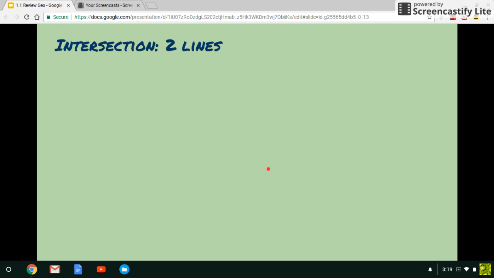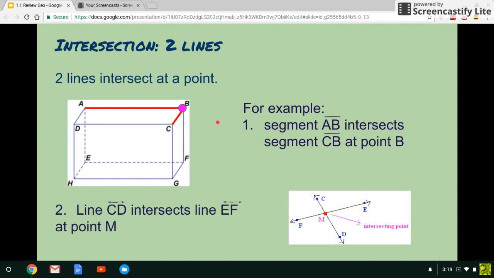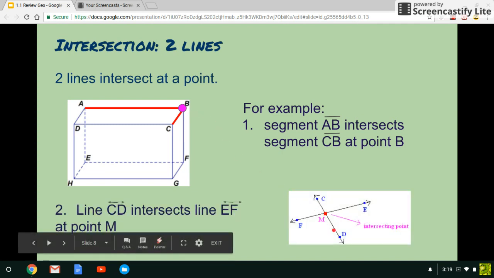Okay, so let's look at the intersection of 2 lines. We know 2 lines intersect at a point, always. So in this example, segment AB intersects with segment CB at point B, because that is the point that they have in common. Or in this example, we have line CD that intersects line EF at point M in the middle.